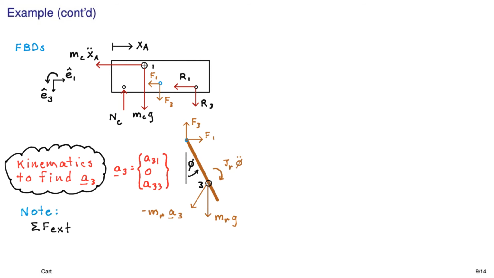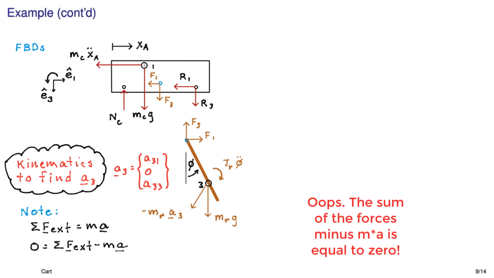Now, one thing to keep in mind is that if we go back to Newton's second law, we know that the sum of the forces acting on the rod is equal to ma. We can rewrite that just by moving the ma to the other side of the equation, and so we have the sum of the forces is equal to negative ma. And that's why I have the negative m_r A3 when you apply that concept to the rod.